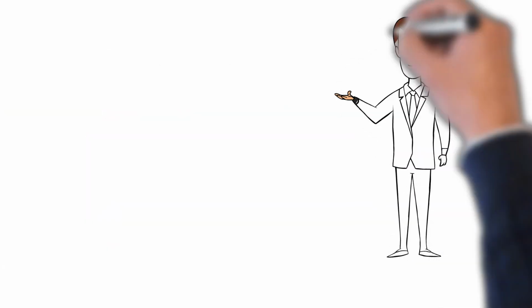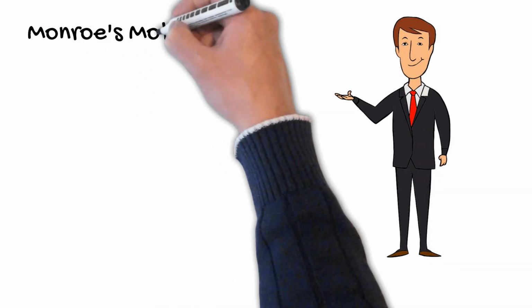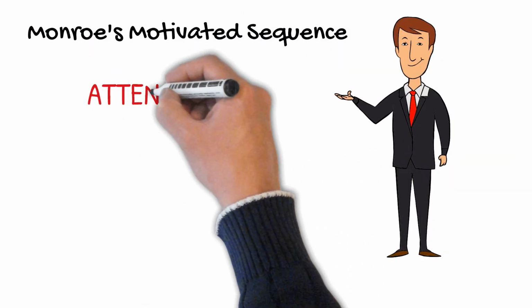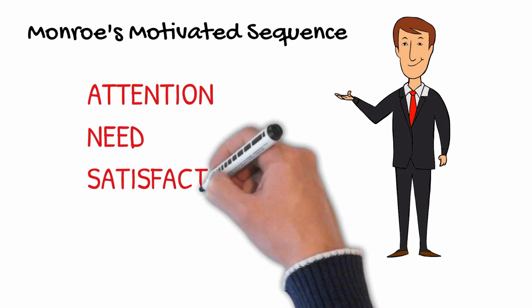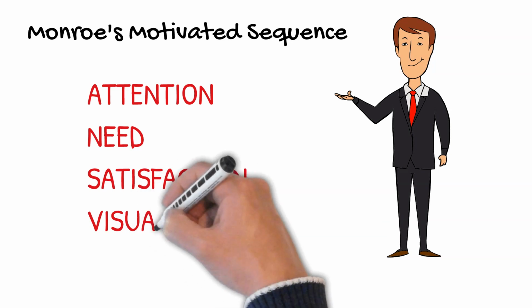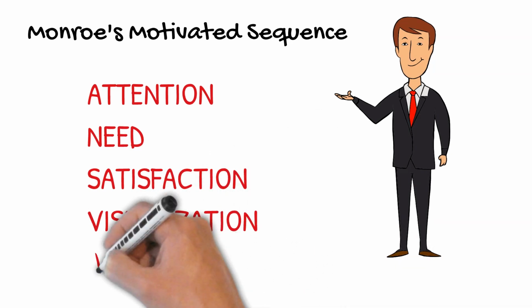So there you have it. Monroe's motivated sequence. All the steps you need to start getting people to do what you want them to do. Attention, need, satisfaction, visualization, and action.